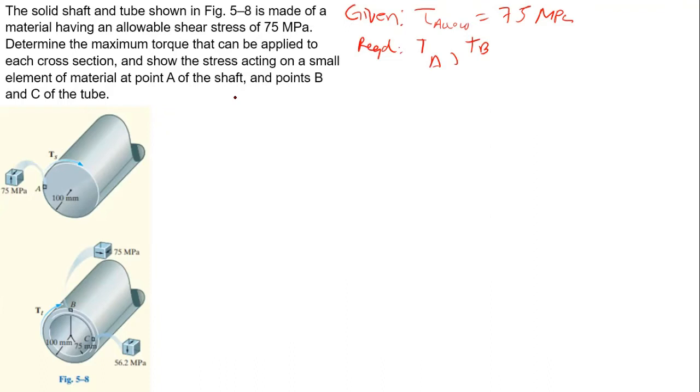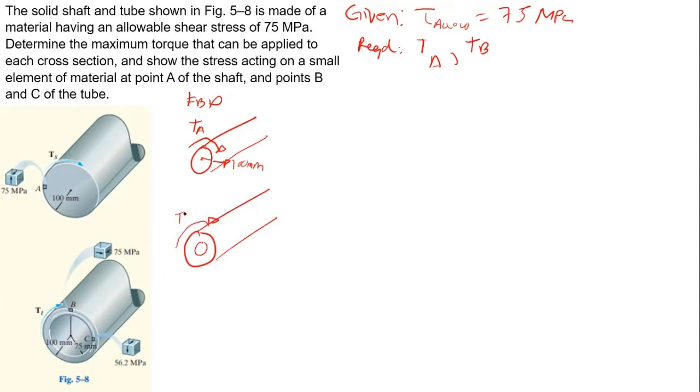So syempre before tayo mag-solve is ano muna tayo, free body diagram. So FBD natin. So para dun sa solid shaft, ito yung magiging itsura niya. Ito yung torque natin sa solid shaft, which is for case natin dito is A. So given tayo ng radius na 100 mm. So for ano naman, tube B, so meron din tayong torque dito for the tube. So tawagin natin tube B or TB, torque B. And given tayo ng outer na 100 mm and inner na 75 millimeters.